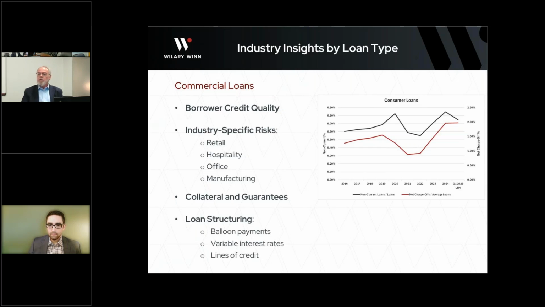Commercial loans. Okay, so commercial loans, it's borrower credit quality, it's industry-specific risks. So there's a big difference between retail, hospitality, office, manufacturing. It depends on whether you've got a balloon payment. It depends on how the loan's structured with regard to variable interest rates. It depends on whether it's collateral and guarantees. I'm going to give an example of office.